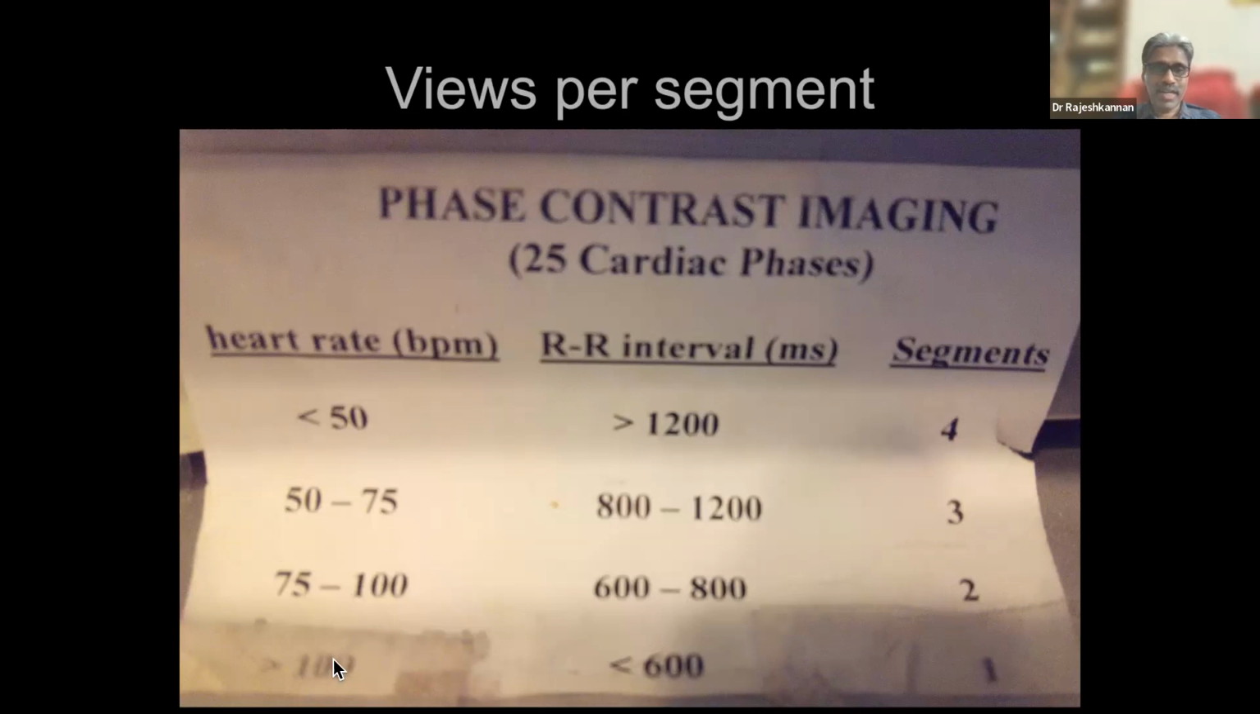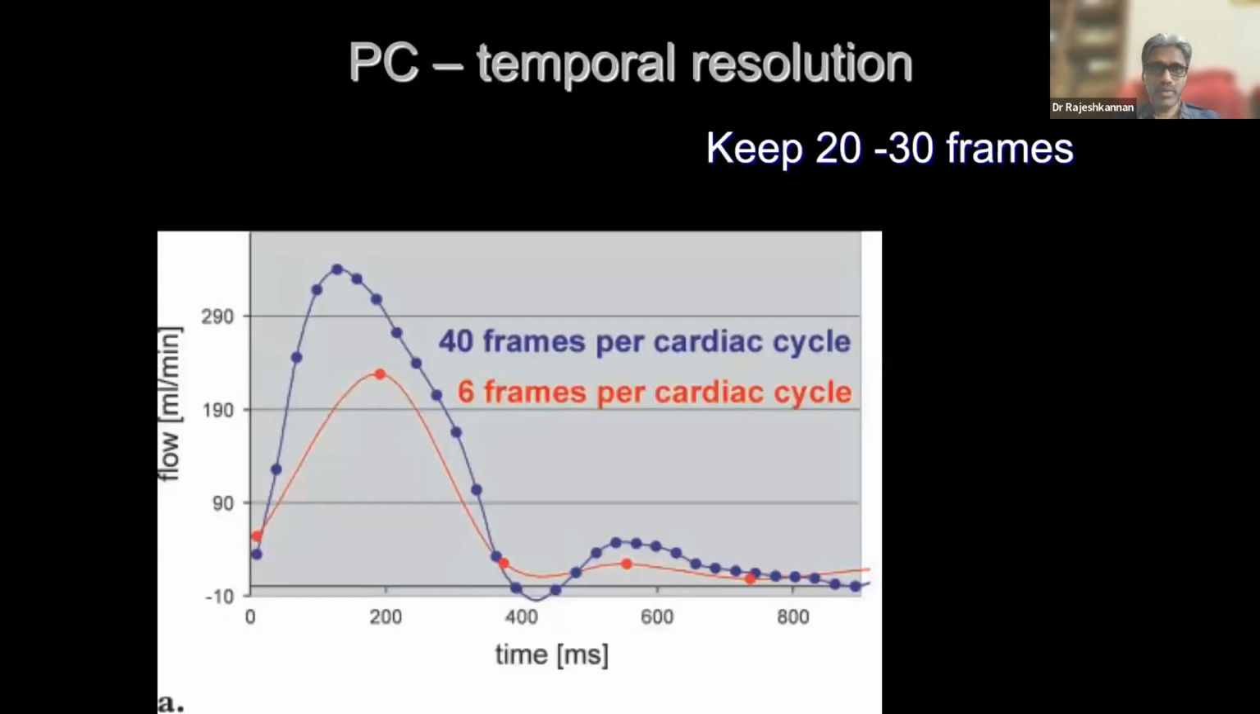And when the heart rate is more than 100, when the RR interval will be less than 600 milliseconds, you can use only 1 view per segment. So only when you use the views per segment correctly, you will get a much better temporal resolution.